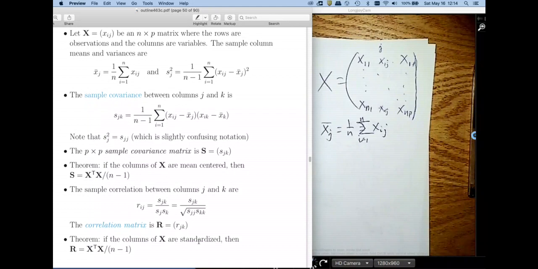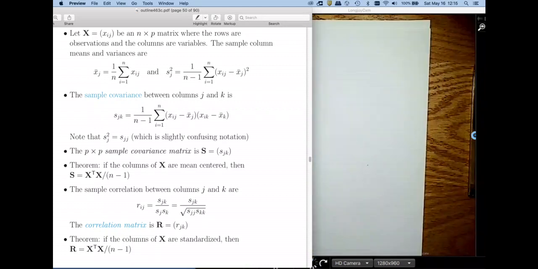I'm just going to jump ahead to when they are standardized. So if I compute z-scores for each column, then I get the correlation matrix. But more on that in a second. Let me work through an example now to illustrate this.